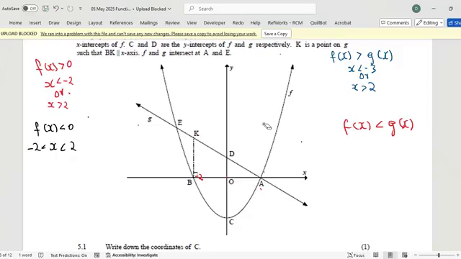But how are we going to get x? We look for y. That is how we're going to get x. Let's talk about this one, the last one. F of x is less than g of x. It means x is moving below. Greater than is moving above. Less than is moving below.